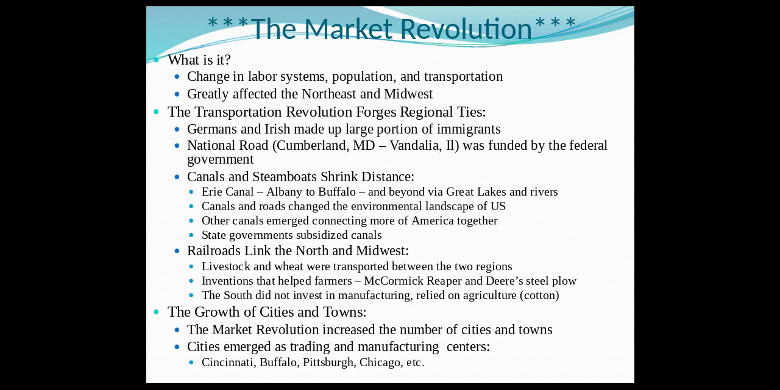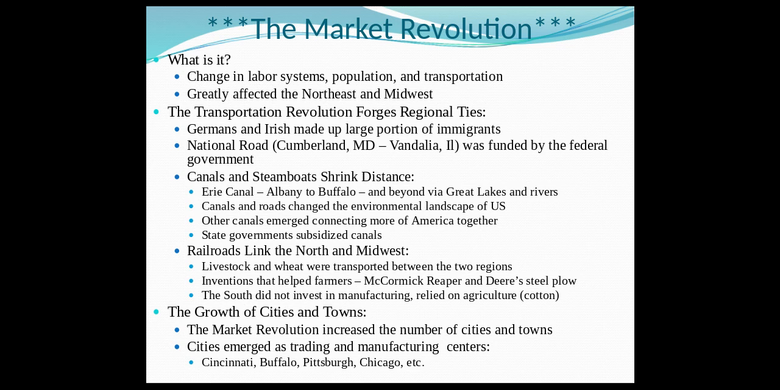Inventions that helped the farmers, two big ones that like to show up on the AP exam: Cyrus McCormick's mechanical reaper and John Deere's steel plow. These are going to make farming more profitable. But the South doesn't invest in manufacturing. They relied on their agriculture, in this case cotton, and they don't really like new machinery because the slaves tend to break it. So the South is going to stay very conservative, and they're going to become very backwards technologically speaking.